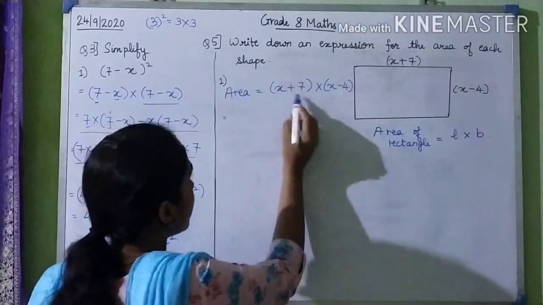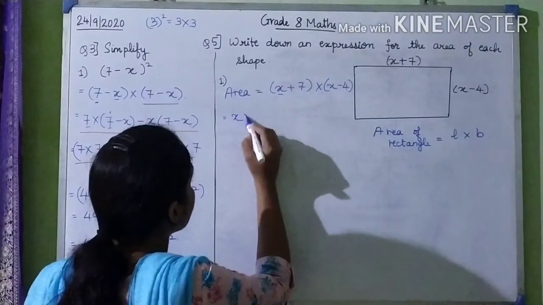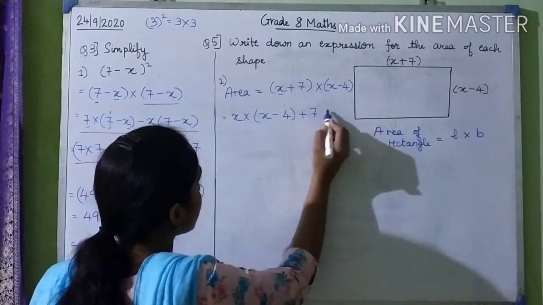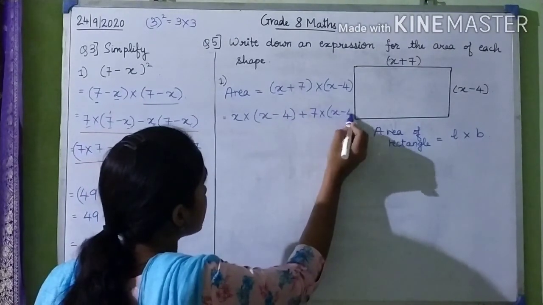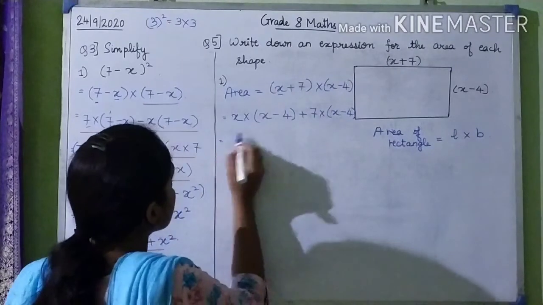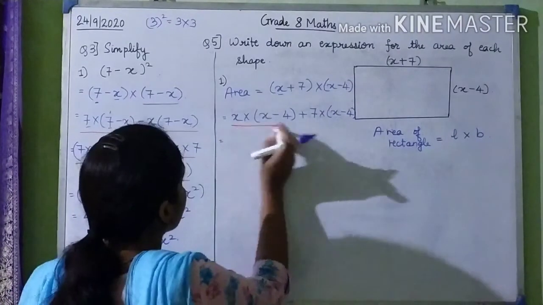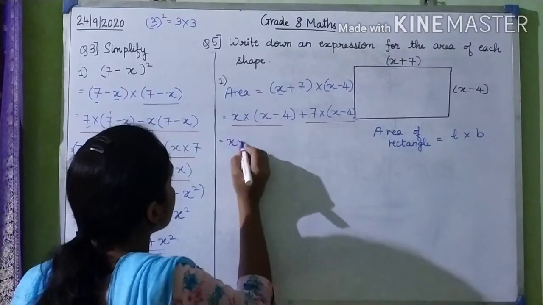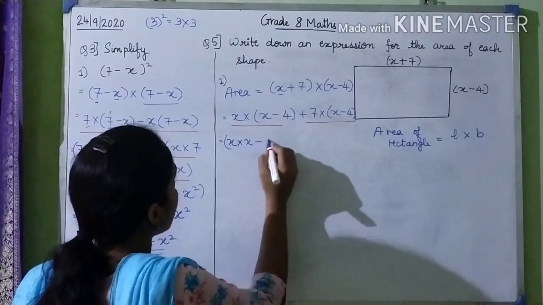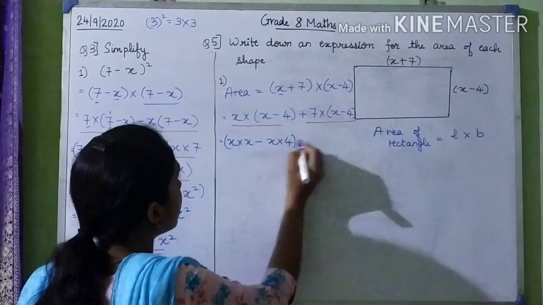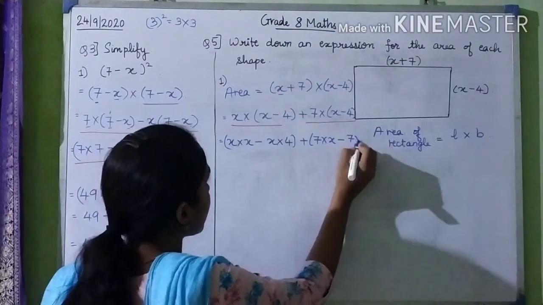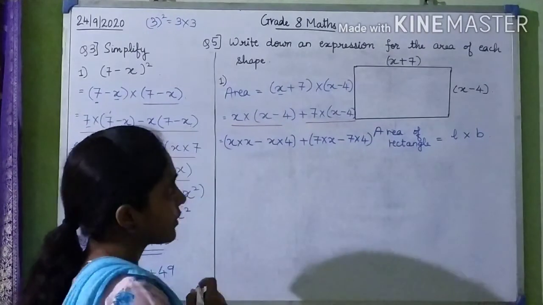So in a similar way, x multiplied by x minus 4 plus 7 multiplied by x minus 4. Okay. So here the first part, second part. So this will be x multiplied by x minus x multiplied by 4 plus 7 multiplied by x minus 7 multiplied by 4. Okay.